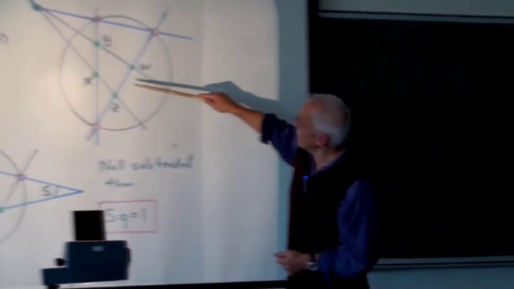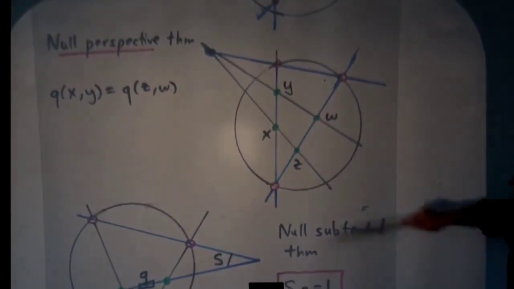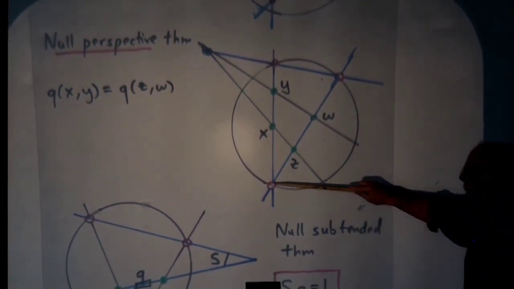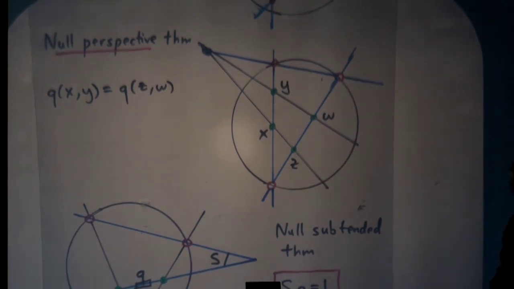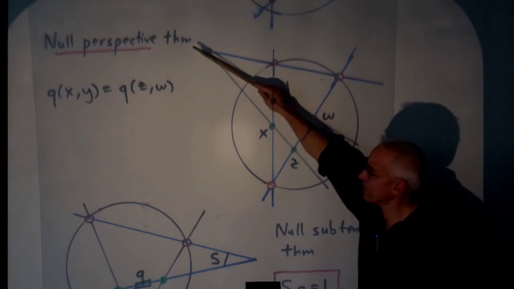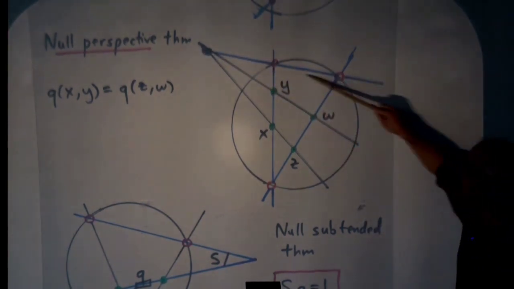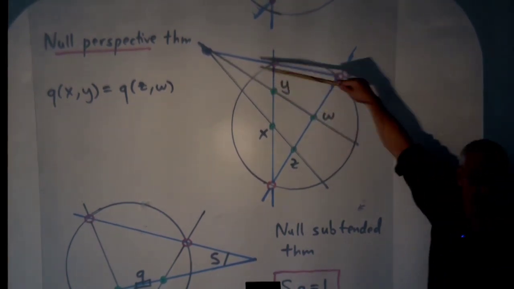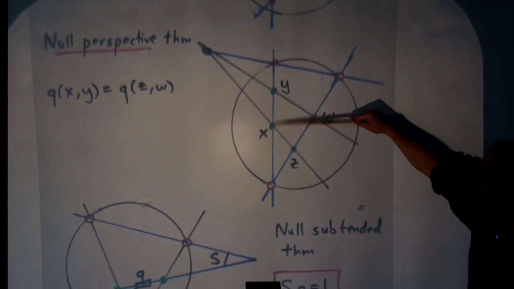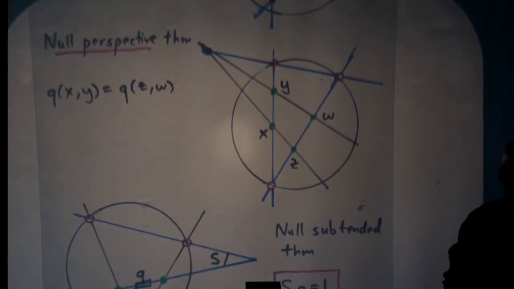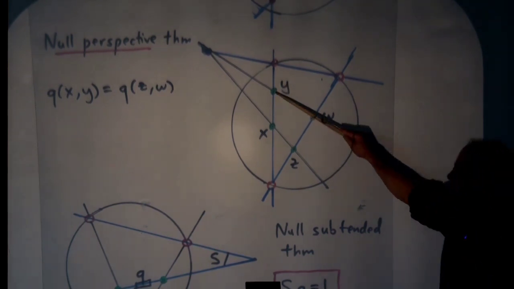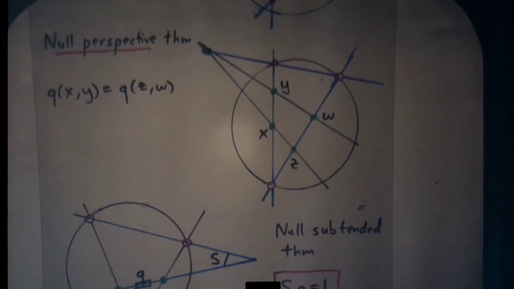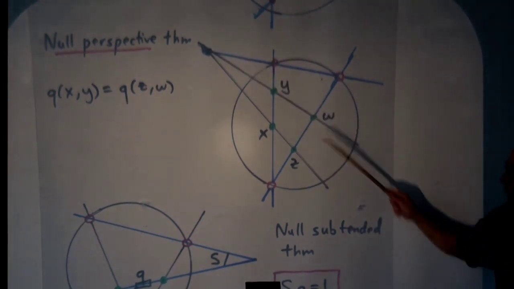For example, this is what might be called the null perspective theorem. If we have three null points, and we have a triangle formed by them, if we choose any point on one of the sides, and then we look at the other two sides, let's just choose any two lines through that point, intersecting the other two lines at two points here and two points here. And the theorem is that this quadrance equals that quadrance, independent of where this point is and independent of where these points are.